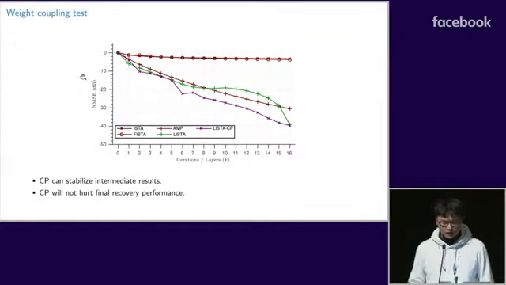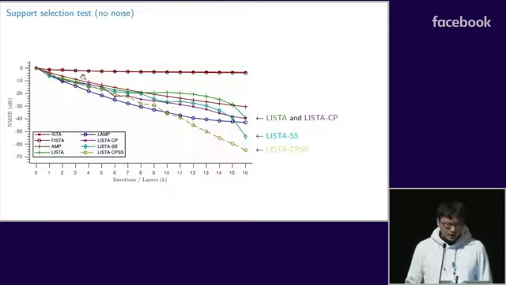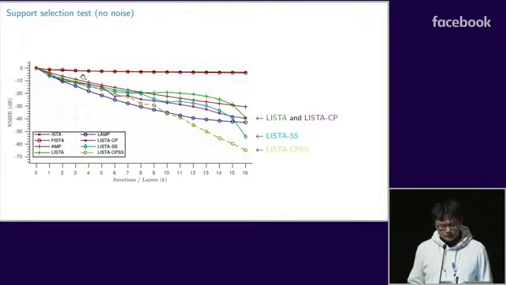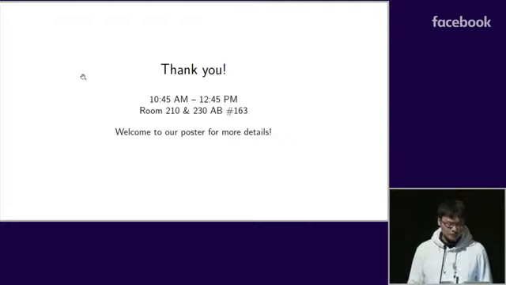Empirical results show that the coupled LISTA can have more stabilized intermediate results, and the reduced parameter space will not hurt the final recovery performance. And the coupled LISTA with support selection, as we can see from this figure, can have significantly better final recovery performance and also a much better convergence rate. Hope to see you at the poster session, and thank you for listening.